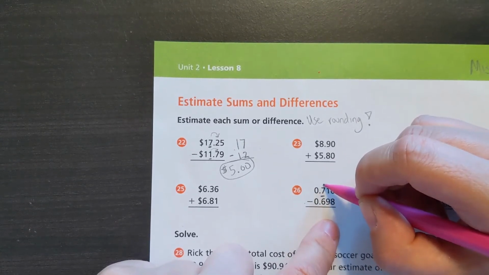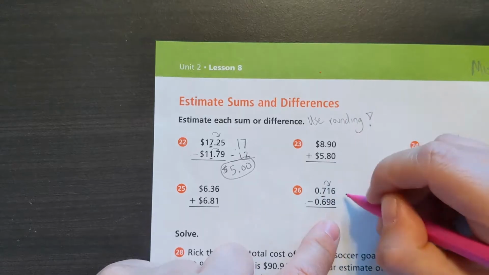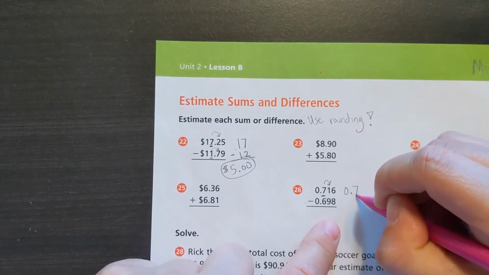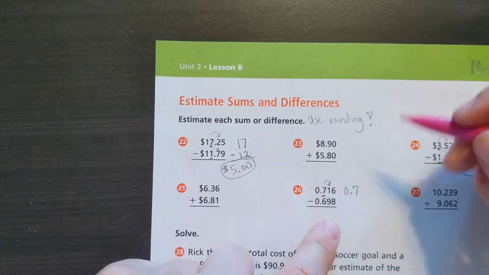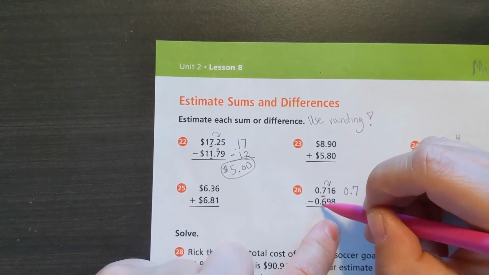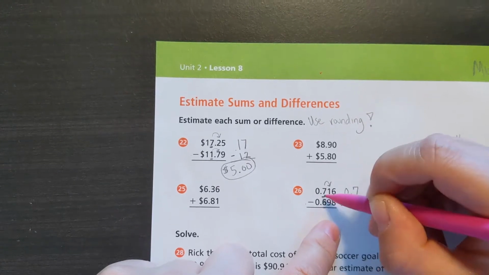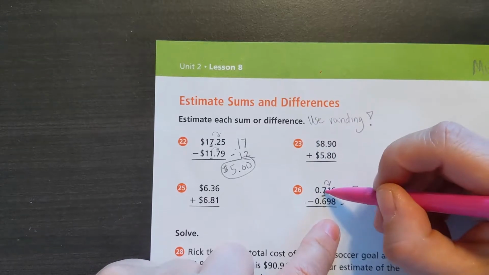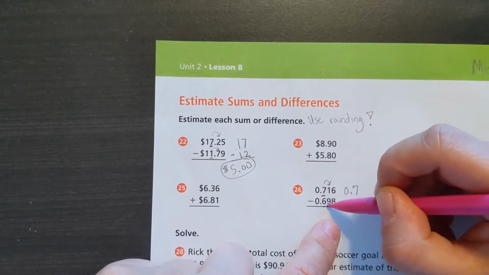The 0.7 looks over at the 1. The 1 tells the 7, hey, you got to stay the same. So everything else stays the same in front of it. 0.7 minus. Now I underline the 6. You got to underline the same place value when you're estimating. Whichever place value you chose, you have to do it to both numbers.